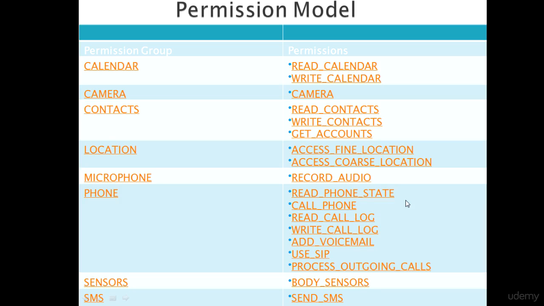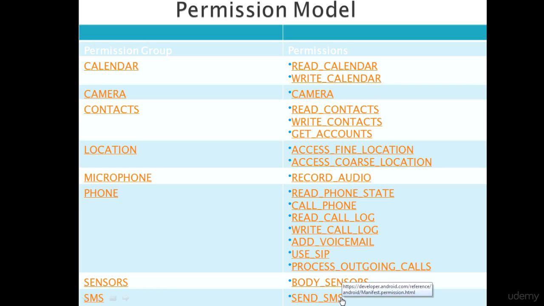Then you have call phone, like some app like Truecaller which uses a call phone option, where they show the name and number of the person who is calling. For that you have to use a call phone option. Then read call log, write call log. These are the different permissions which are available under this phone permission group. Then sensors, and then SMS. Any SMS app, you have to include the send SMS permission in your AndroidManifest.xml file.